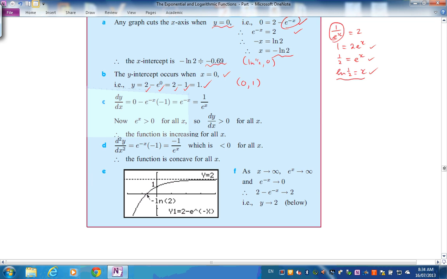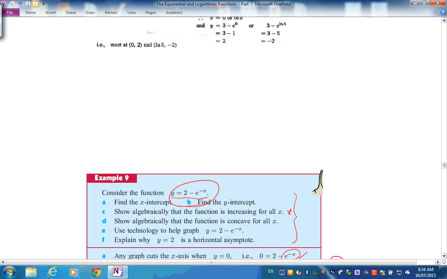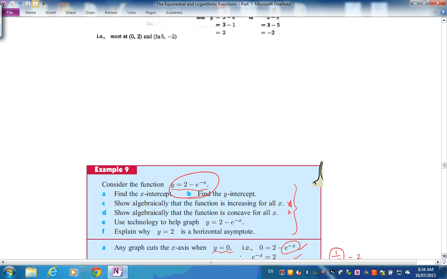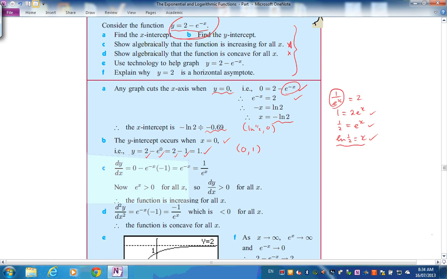Okay, so then we want to find, oh hang on, we've lost our problem now. We'll just come down here. Show algebraically that the function is increasing for all x, so let's just go down and do that. So here's the derivative. Can you see the derivative of 2 is 0? This is the function up the top here. So the derivative of 2 is 0. The derivative of neg e to neg x is itself, then you must multiply by the derivative of that top power there, so you get e to the neg x, which is 1 on e to the x.